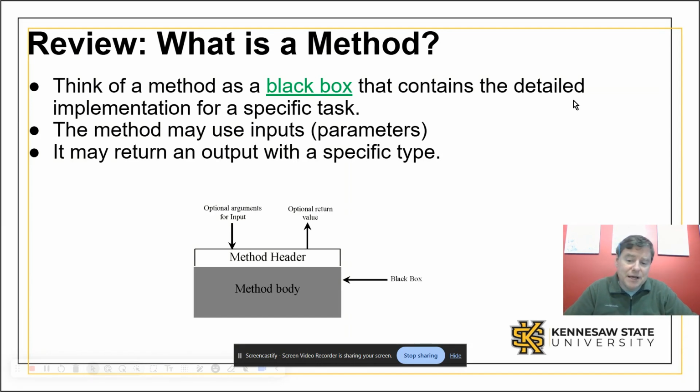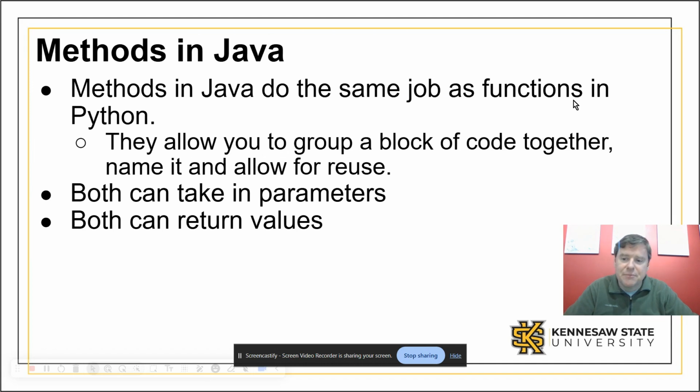So think of them as a black box, take in some parameters, that's what we call the inputs, and they have a return type, which is what returns the answer back from the method. So again, in Java, methods do the same thing as functions in Python. You'll hear these referred to as different things in different languages. Some people call them methods, some people call them functions, some people will call them procedures, but they all do pretty much the same thing.